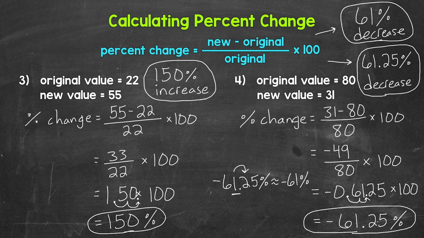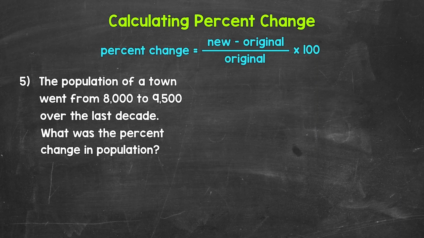Let's move on to numbers 5 through 8, the word problems. Now let's take a look at some situations, some word problems, and calculate the percent change. Let's jump into number 5, where we have the population of a town went from 8,000 to 9,500 over the last decade. What was the percent change in population? So let's set this up. Percent change equals, and now we need to do the new value minus the original value. Well, the new value is 9,500. That's where the population is right now.